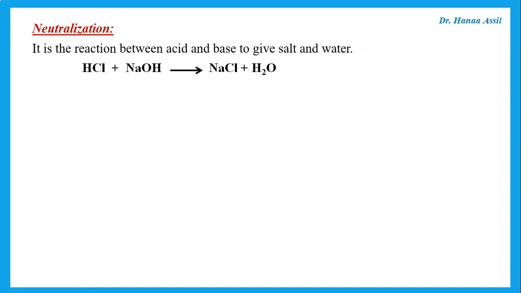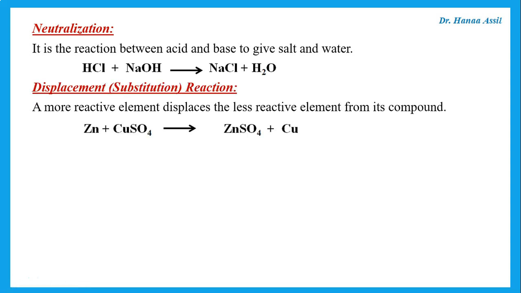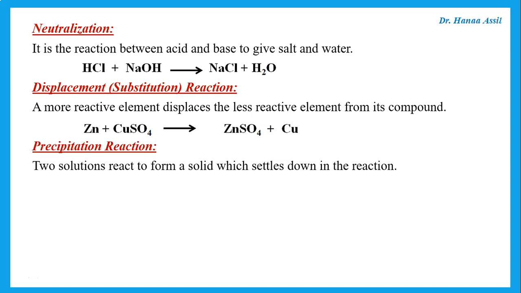So let's review the types of reactions. What are the types of reactions that we have? Neutralization, of course, we said is a reaction between acid and base to give salt and water. What other reactions do we have? We have substitution reactions or displacement reactions. A displacement reaction is one in which a more reactive element displaces the less reactive element from its compound.